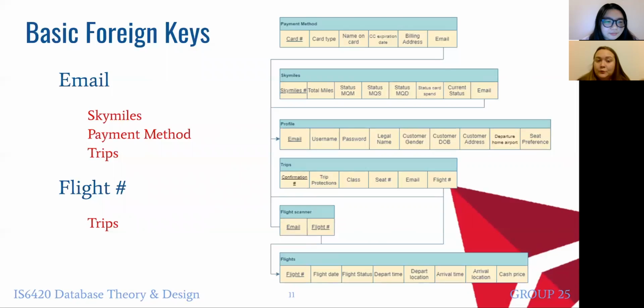The basic foreign keys are as follows. The main one will be email. Email will connect the SkyMiles entity to the profile, the payment method entity to the profile, as well as the TRIPS entity to the profile. Another foreign key that exists is the flight number. This will connect the TRIPS entity to a specific flight.